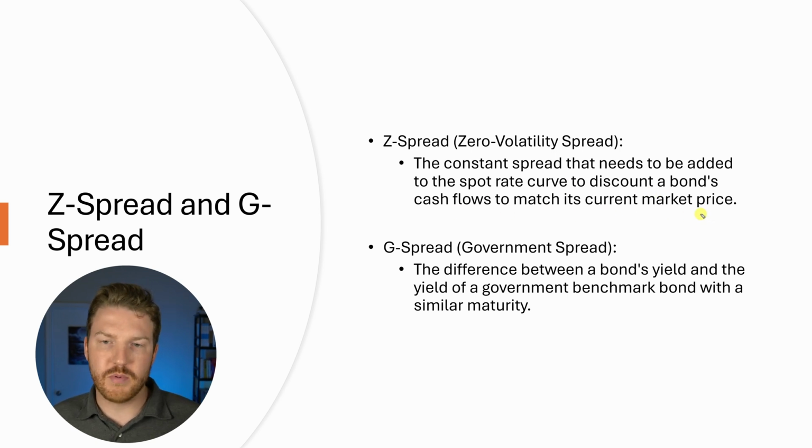Now, the G-spread, or the government spread, is just the difference between a bond's yield and the yield of a government benchmark bond with a similar maturity. Now, let's dive into Excel to solve for these things.